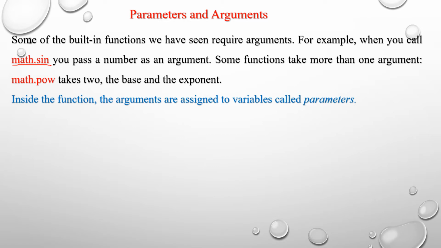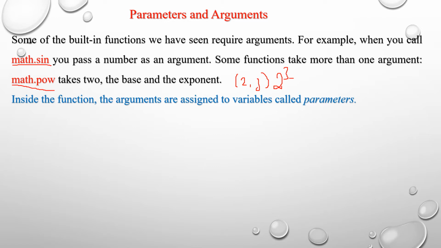Some functions take more than one argument. For example, math.pow takes two arguments. One value is the base and another value is the exponent. For example, here pow of 2 comma 3. Here 2 is the base value and the exponent is 3, and the result is 2 to the power 3.